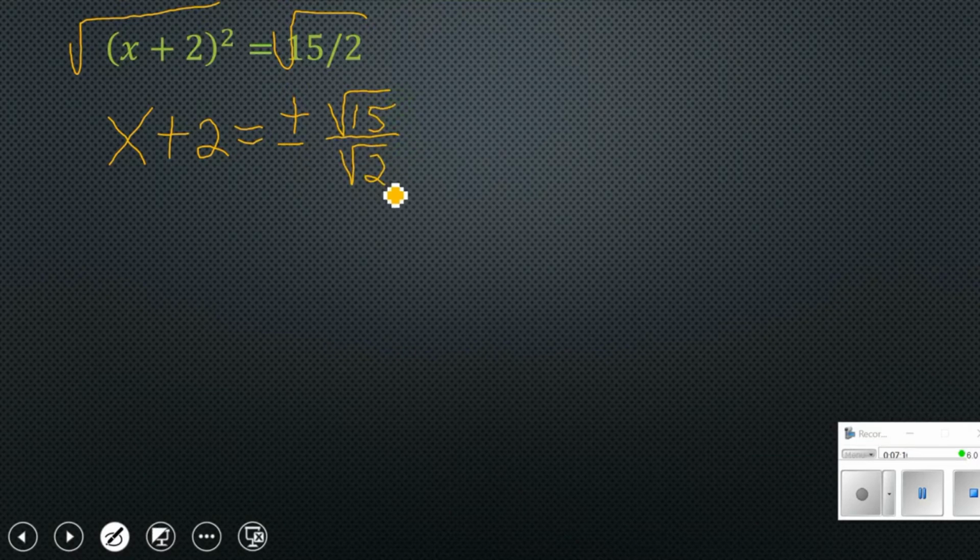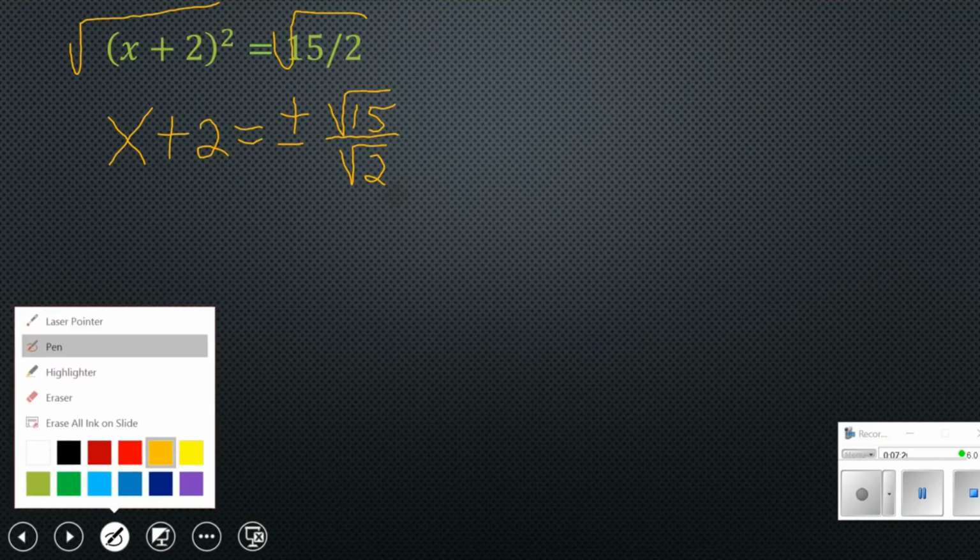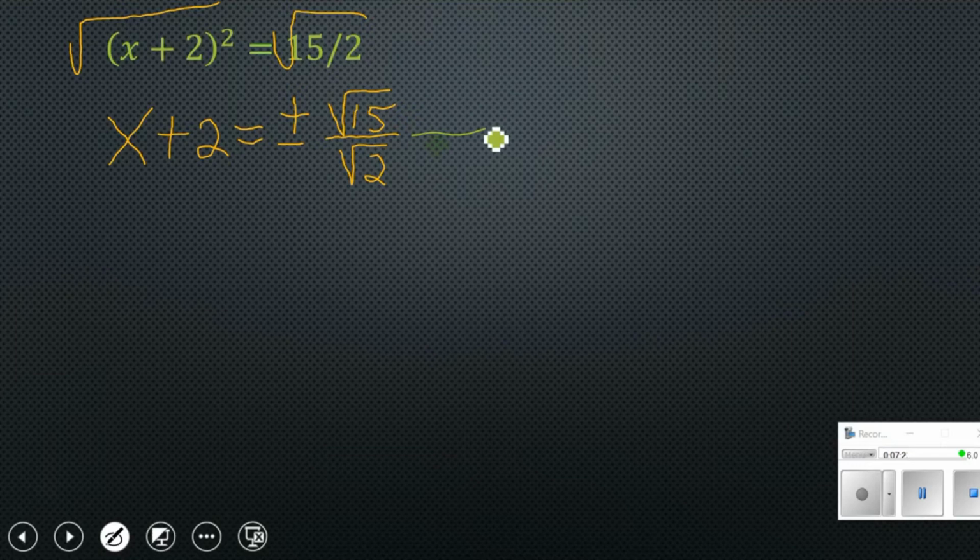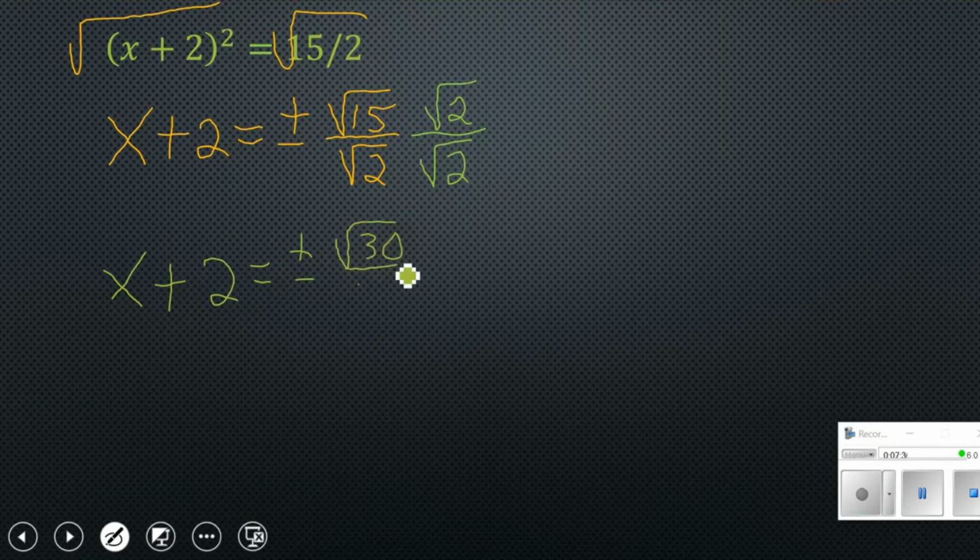Okay. Now at this stage, I would suggest going ahead and simplifying your radical. Remember, we don't like square roots in denominators. So we're going to go ahead and take care of that now. We'll call this rationalizing the denominator. So I'm just going to bring down my x plus 2 equals plus or minus. And up top we get square root of 30. And down below we get 2 because square root of 2 times the square root of 2 is 2.